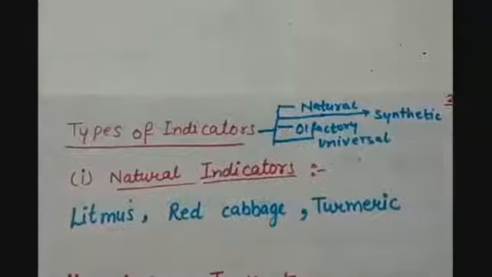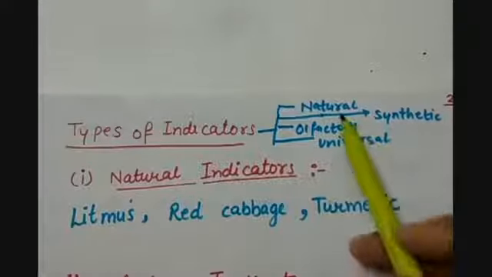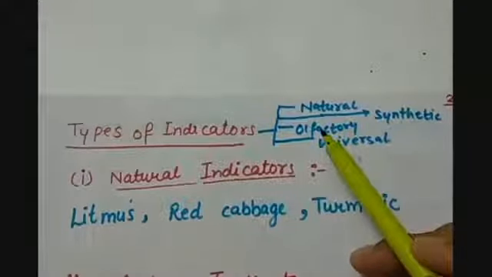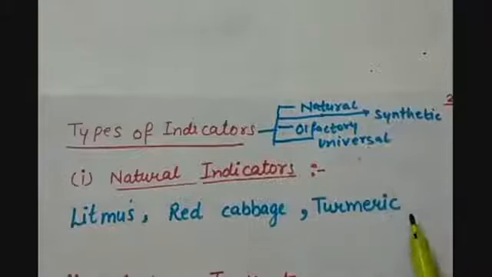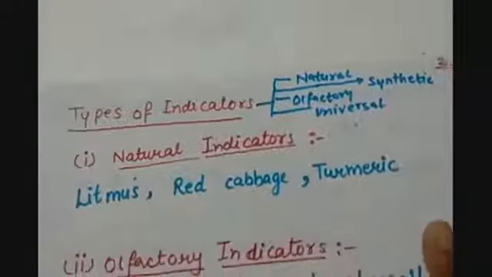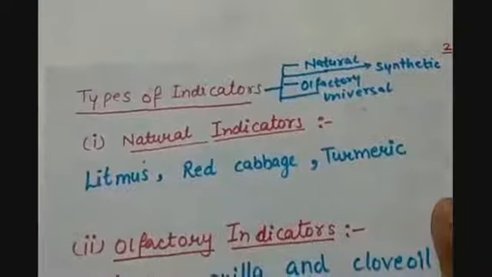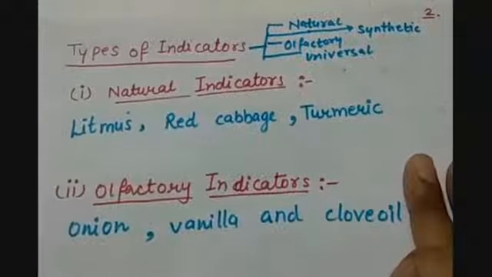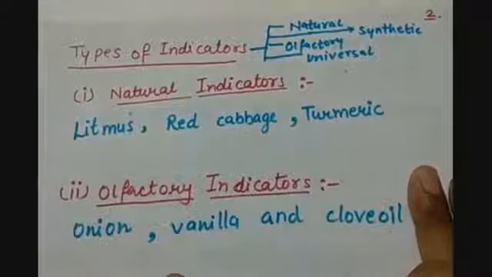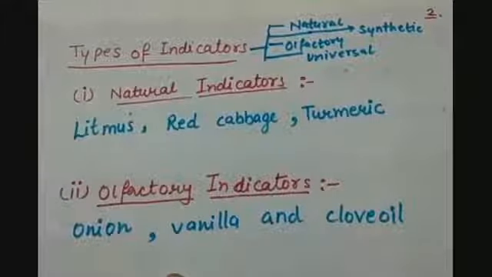And when we talk about the types of indicators, then according to the sources from which they are obtained, the indicators are of 4 types: natural, synthetic, olfactory and universal indicators. Now let us study them one by one. So the first is natural indicators. As the name itself says, these are the substances which are obtained from nature and used as an indicator for indicating the nature of the substance, whether they are acidic or basic.